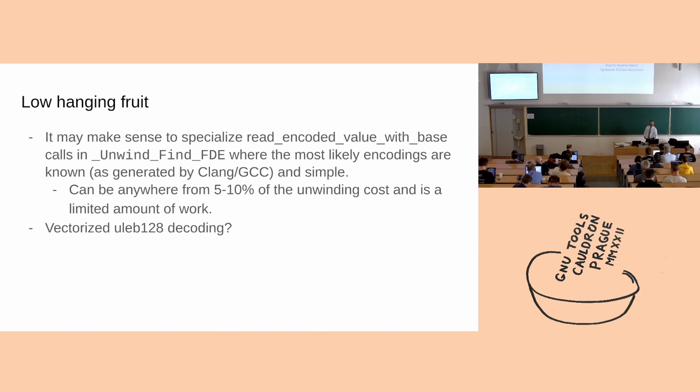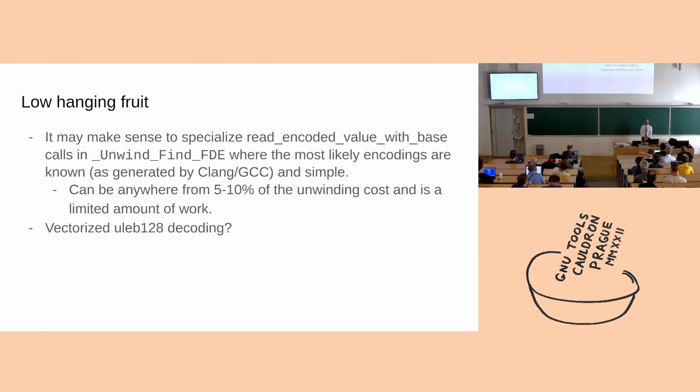Should we go to this slide, Florian, the specialized read encoded value with base? Yeah, that's related to finding the FDE, frame descriptor entry, in the exception handling frame table. The binary search we do there has an extremely generic implementation that can deal with all encodings, but I think GCC only emits one or two different encodings. So we could special-case that and move the check out of the loop, instead of doing a check on every branch inside the lookup tree where we do the binary search.